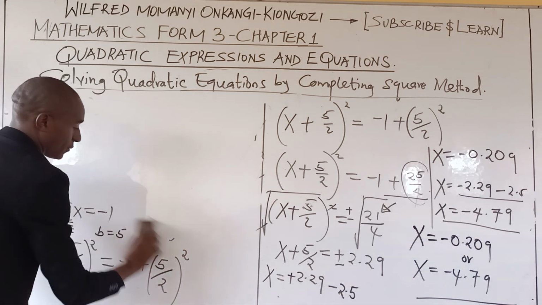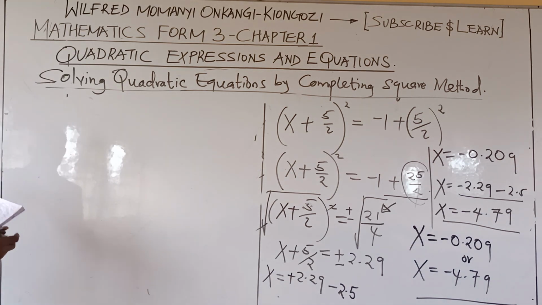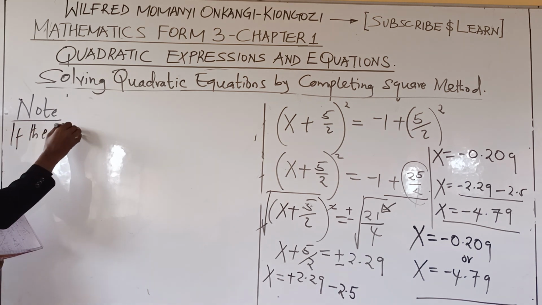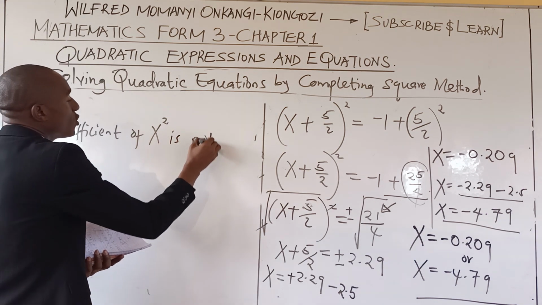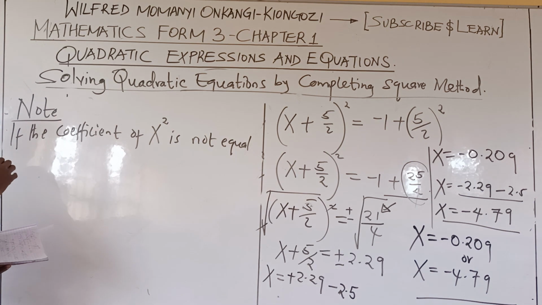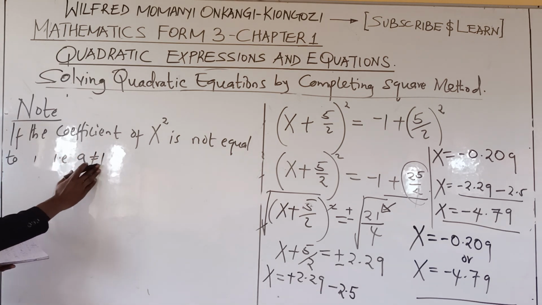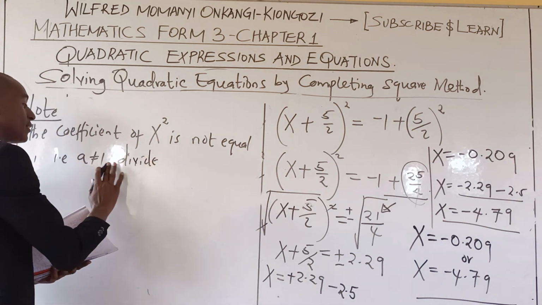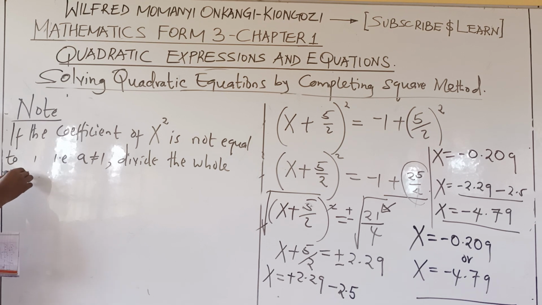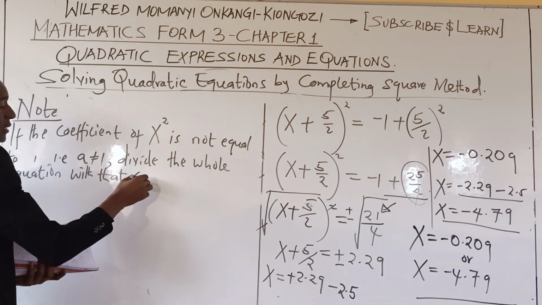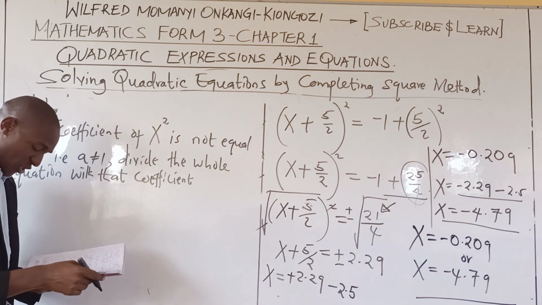Notes. If the coefficient of x squared is not equal to 1, in other words, a is not equal to 1, this is what you do: divide the whole equation with that coefficient to make it 1.